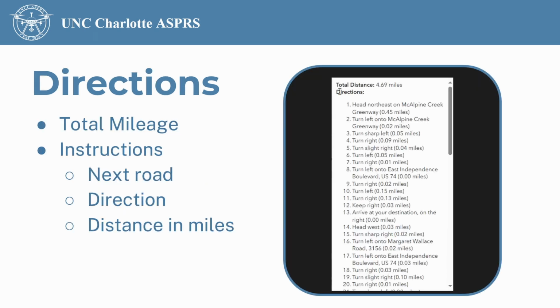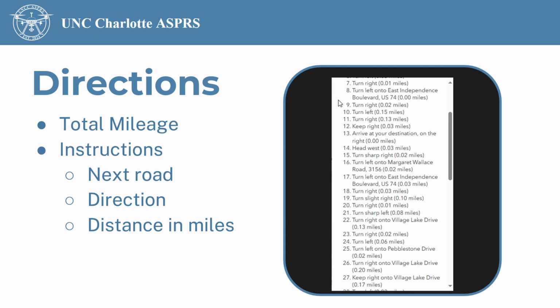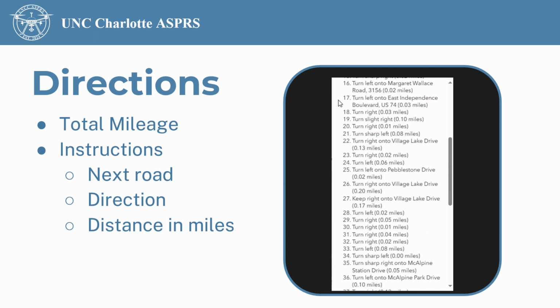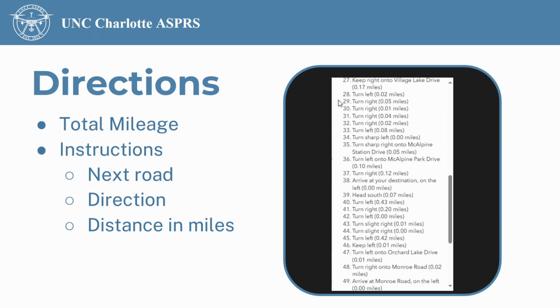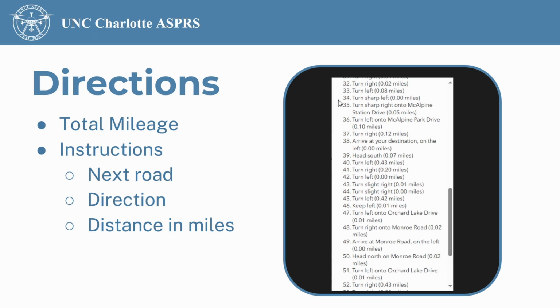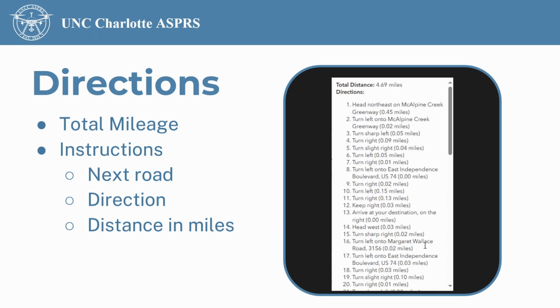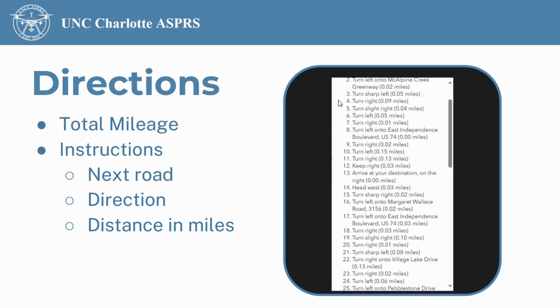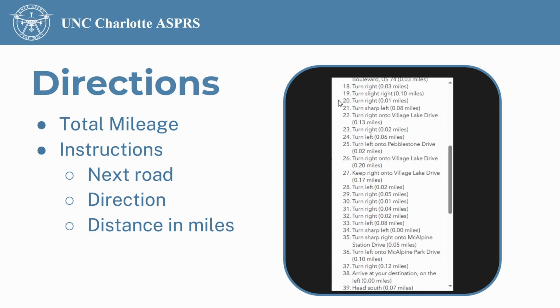And then, for more UI, directions. With directions, we wanted to display total mileage, and we wanted to display where the next road is going to be, the direction in which you need to head in order to get there, and the distance in miles. So this is a pretty standard route. Once it resets, yeah, 4.69 miles, and it's about 70 steps. So it's a lot of right, left, west, and essentially like Google Maps to ensure that you don't get lost.